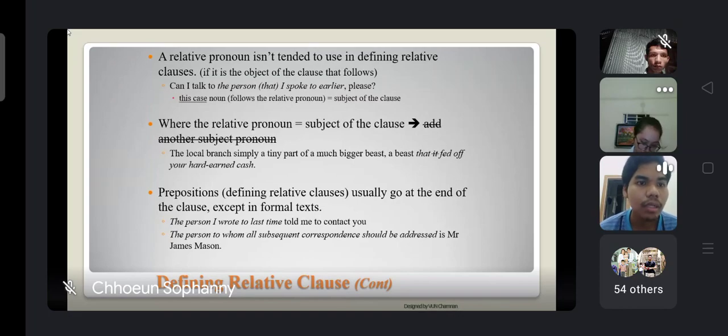And another one: the person to whom our subsequent correspondence is to be addressed is Mr. James Mason. So the person to whom our subsequent correspondence is to be addressed is the clause. Yes, and the preposition is to, and it is at the beginning of the clause. So, as we call it, formal text, we accept it. Yes. Next slide, please.